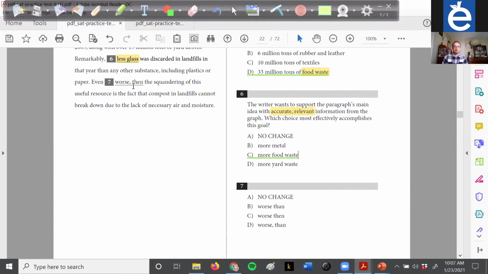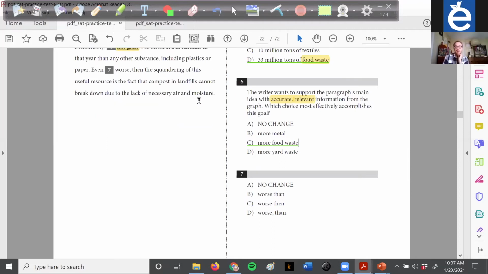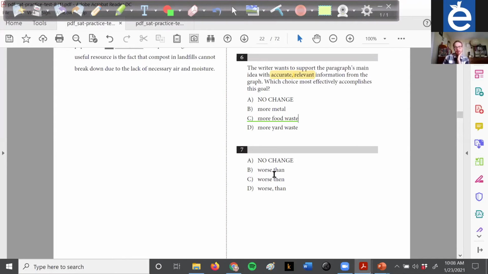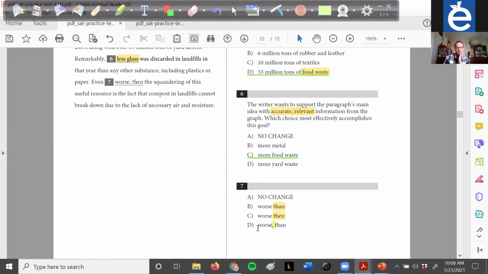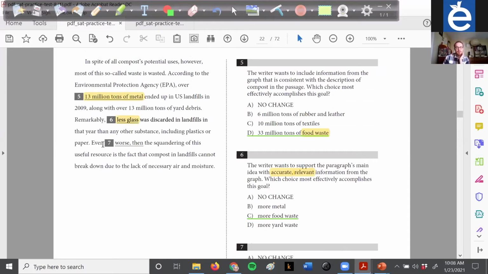Even worse than the squandering of this useful resource is the fact that compost in landfills cannot break down due to the lack of necessary air and moisture. Okay, so worse than. If we look at our options here, it seems we're being tested on than versus then, and we're being tested on comma use as well. So even worse than the squandering. Well, I don't think we need a comma there. We can just say even worse than.